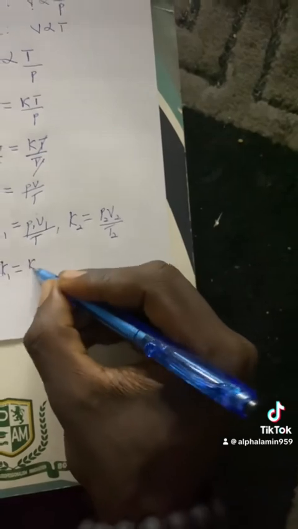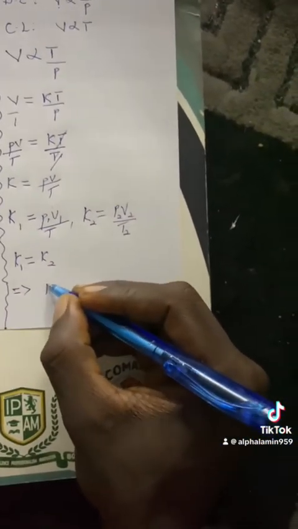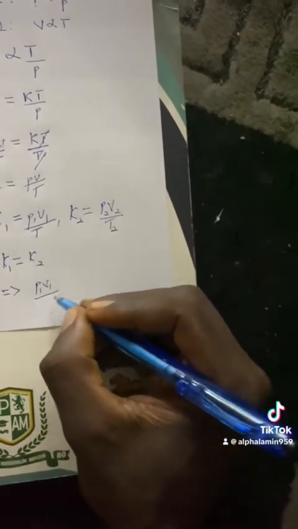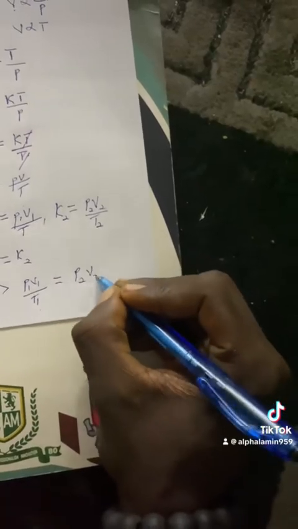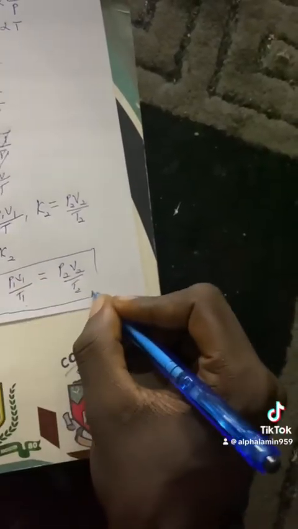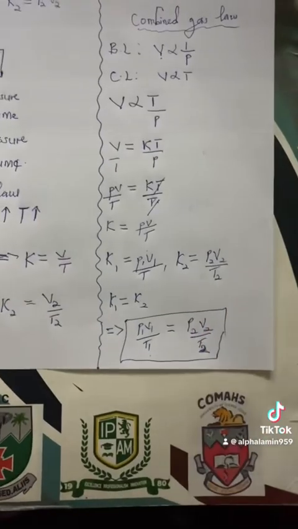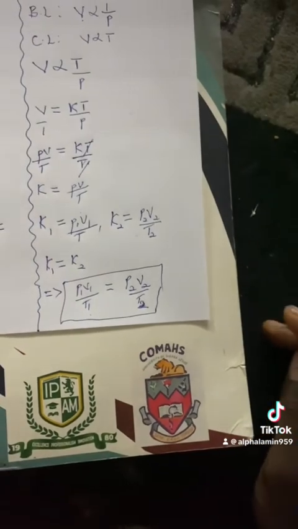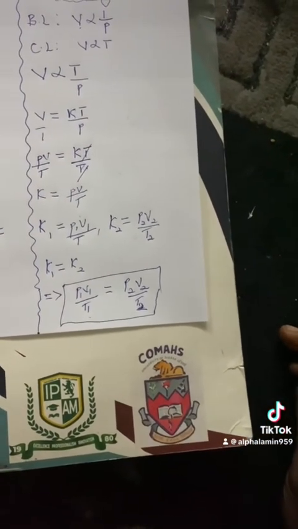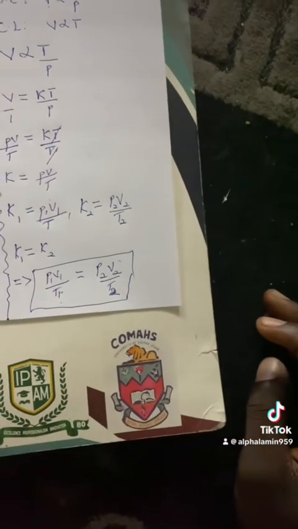K1 equals K2. So this implies that our P1 V1 over T1 is equal to P2 V2 over T2. So this is the relation for the combined gas law. So anytime you're asked to solve any problem that has to deal with pressure, volume, and temperature, this is what you're supposed to use. And for you to establish a direct mathematical relation, you cross multiply this times this, this times this. Then you're going to get a relationship.